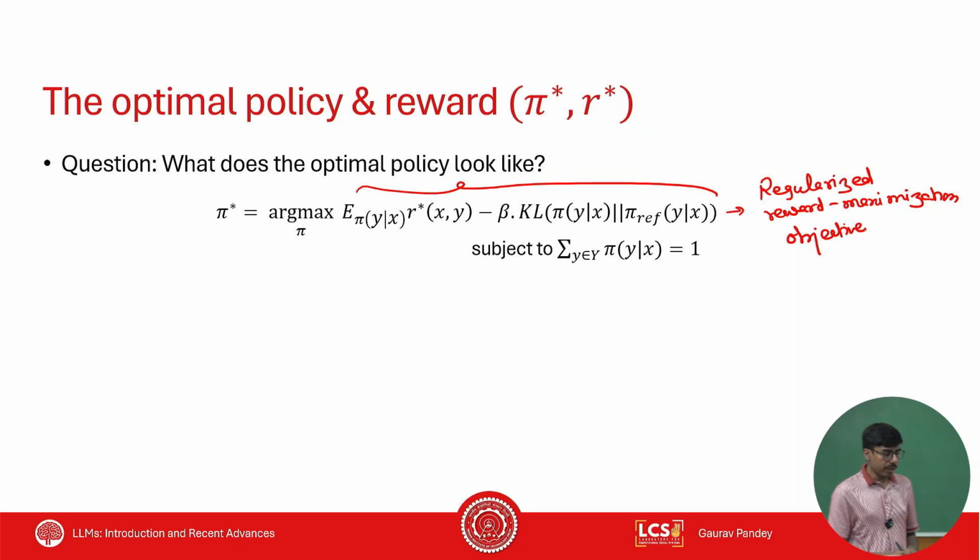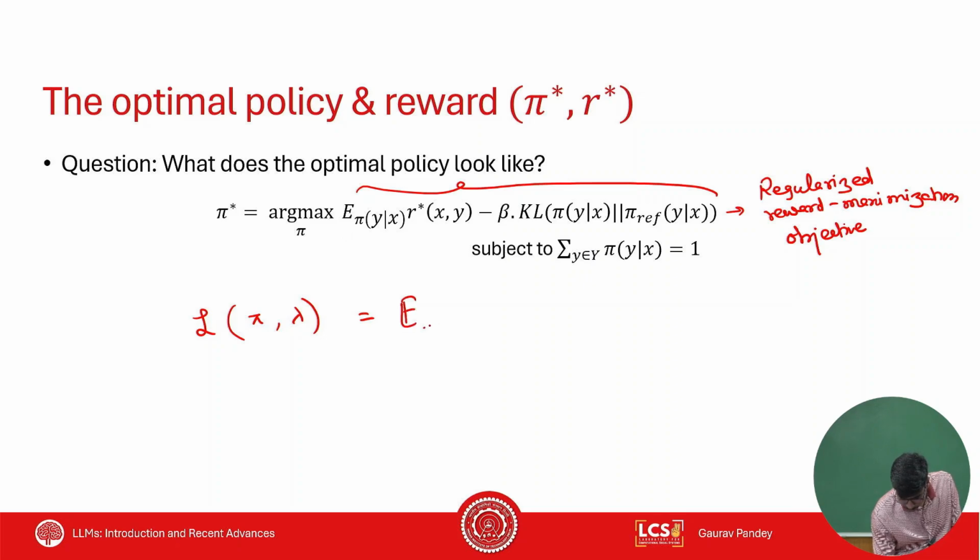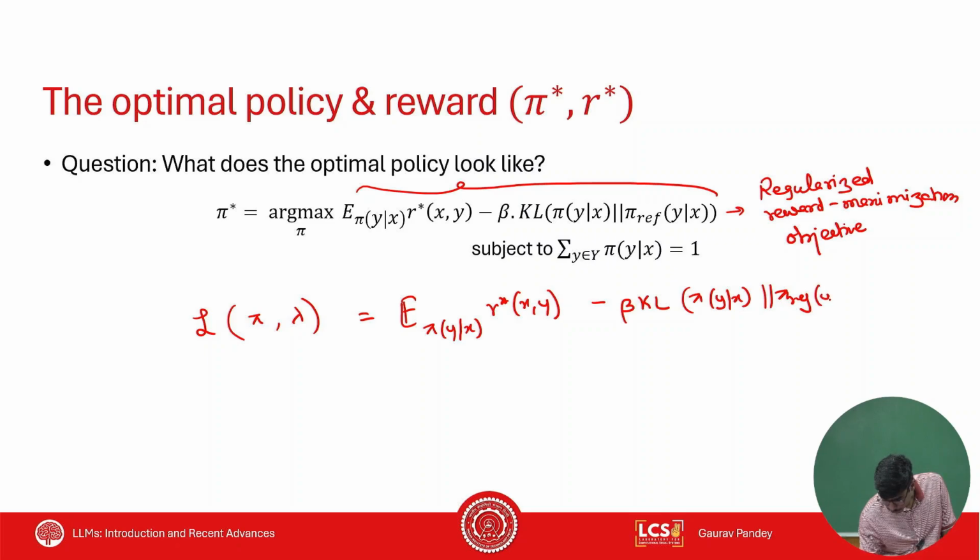So how do you maximize this quantity? The first thing would be to define a Lagrangian. You want to optimize this over pi(y given x). So you define this Lagrangian L(pi, lambda) as this quantity minus beta KL(pi(y given x)) plus lambda times the constraint.